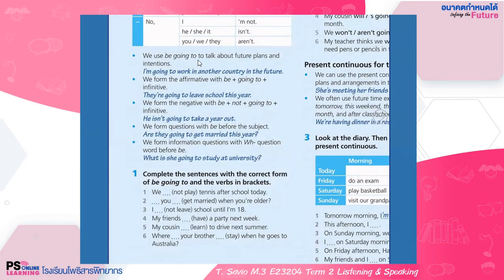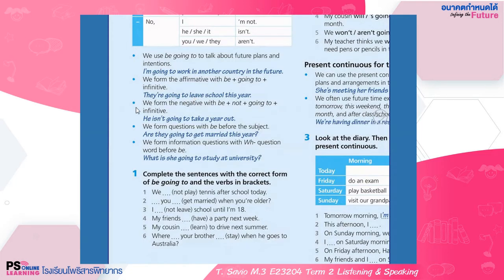We use be going to talk about future plans and intentions. Example, I'm going to work in another country in the future. We form it with be plus going to plus the infinitive of the verb. Example, they're going to leave school this year. The be form is they are going to, and the infinitive is leave.